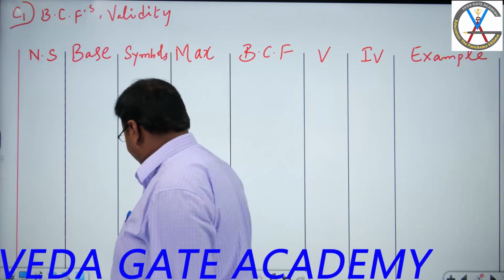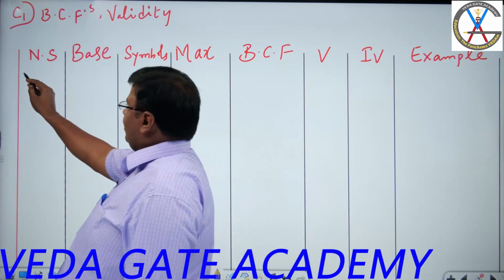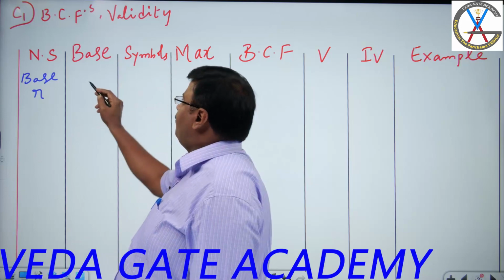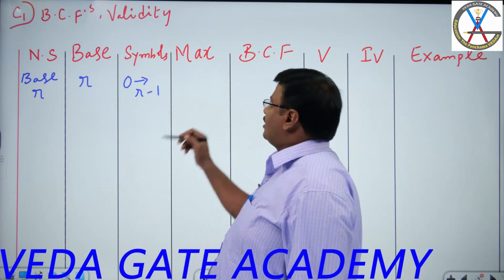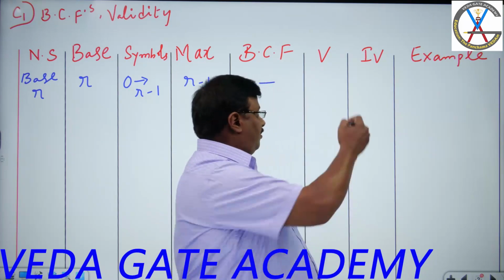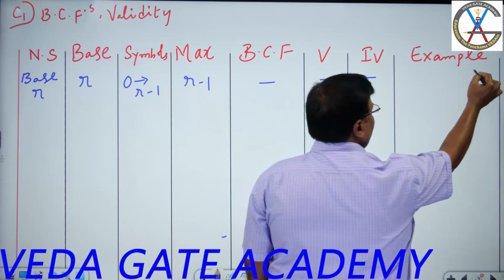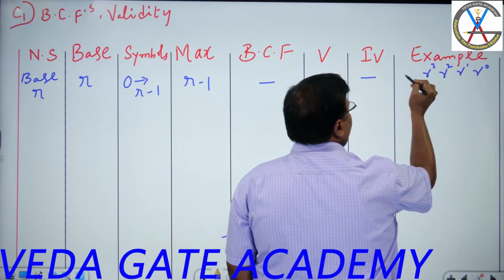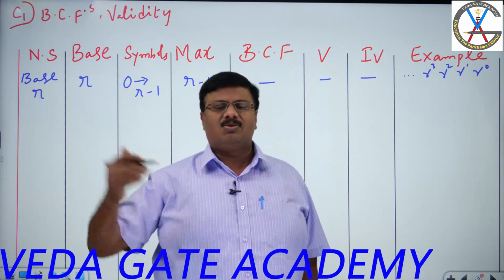Base R number system. Base is R. If it is a base R number system, symbols used are 0 to R minus 1, maximum symbol is R minus 1, and binary coded format need not be specified here. Validity and invalid, not necessary to speak at this level. For a base R number, the weights are R power 0, R power 1, R square, R cube, etc., up to R power n minus 1. If it is fractional, R power minus 1, R power minus 2, and so on.